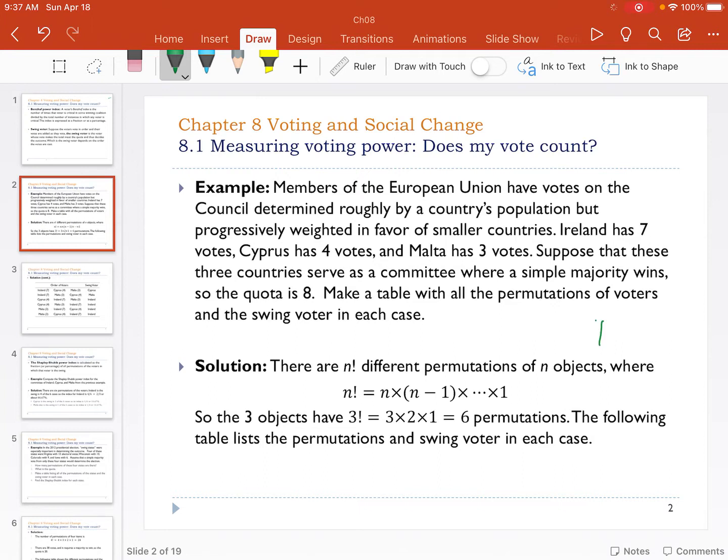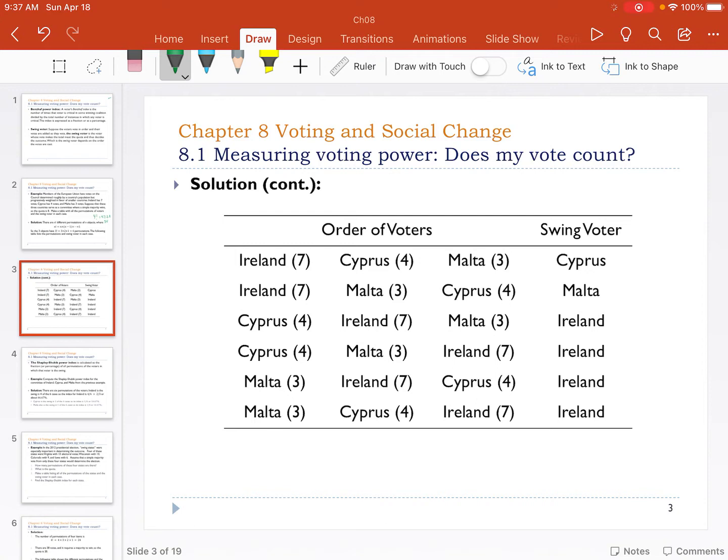Don't worry about the formula. But if you had 4 in this, you would have 4 factorial, which is 4 by 3 by 2 by 1, which happens to be 24. I think we'll look at one of those a little later on.